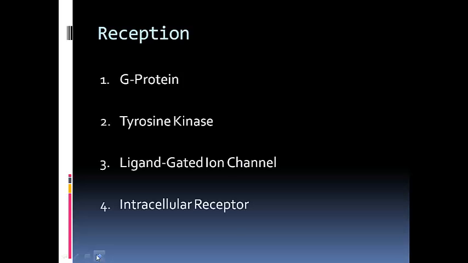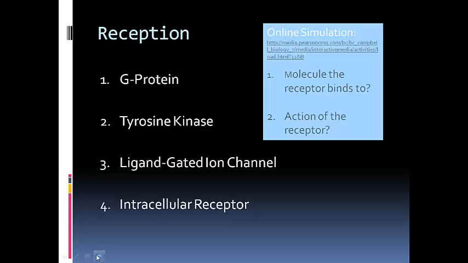There are 4 different types of receptors on cells that we're going to discuss. So you're going to write each of those 4 different types down. But you're going to want to also leave some space between them, because for each of those different types of receptors you're going to answer 2 questions. What molecule does this receptor bind to? And then what is the action of the receptor? What does the receptor actually do once it binds to that molecule?